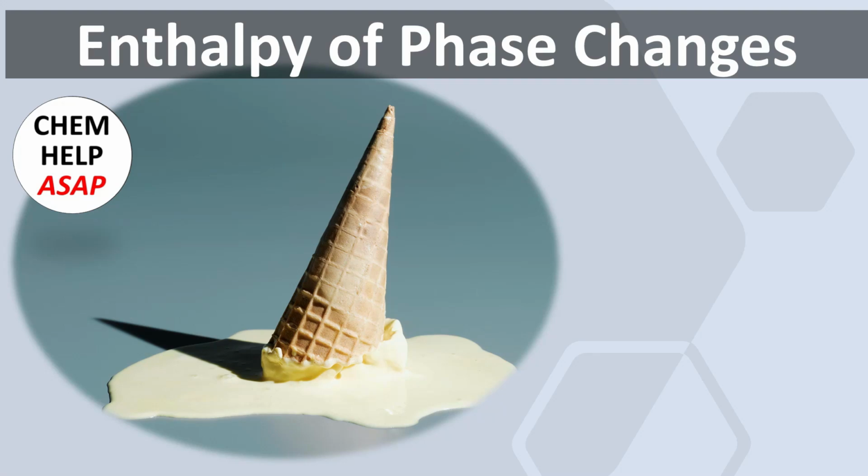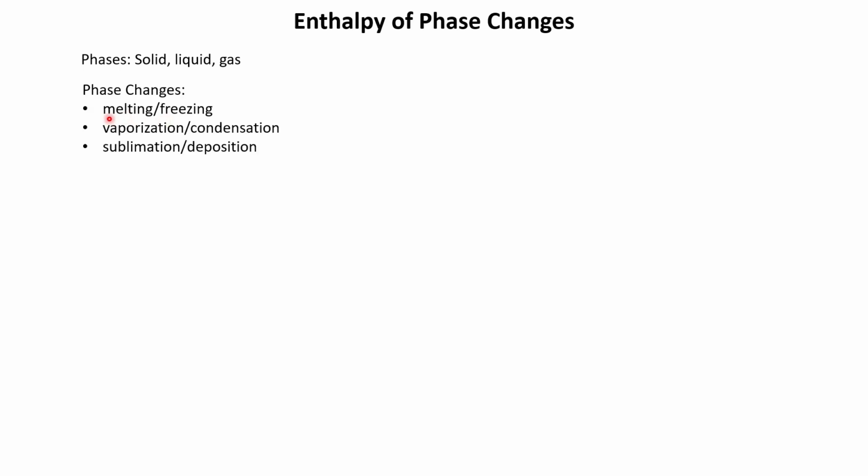Today we are going to talk about the enthalpy of phase changes. Let's get started. For this video, we are going to talk about three phases: solid, liquid, and gas. Yes, there are other phases, but for the purpose of this video, we are going to stick with the three most common. That gives us 6 different types of phase changes. We can have melting and freezing, vaporization and condensation, and sublimation and deposition.